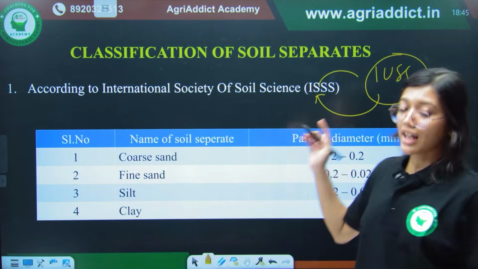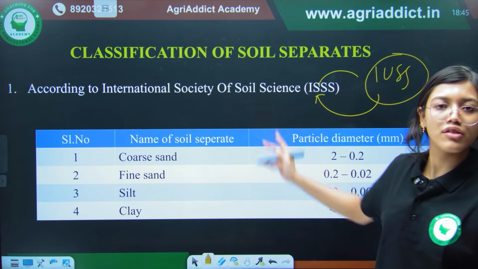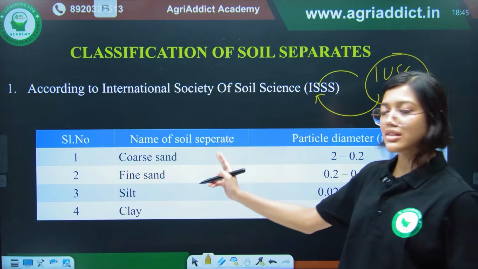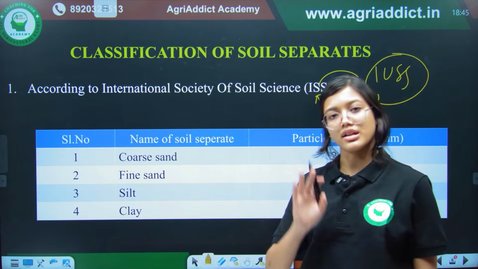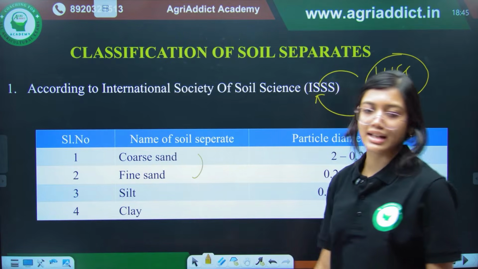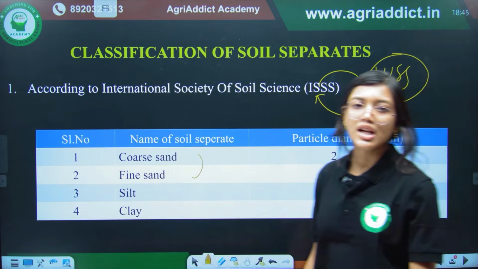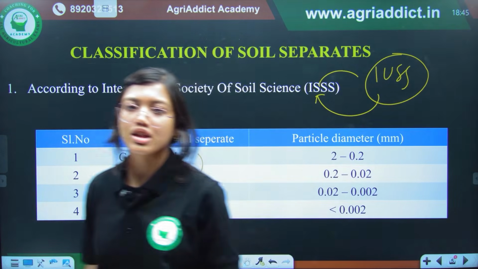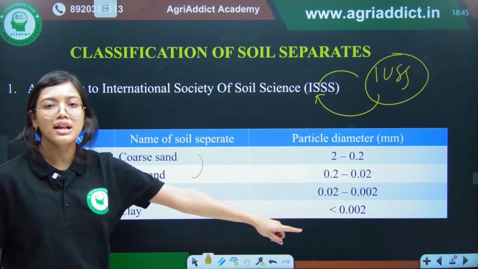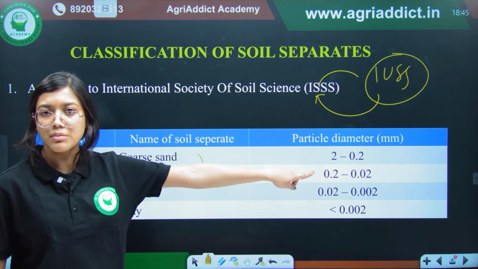Now, according to the International Society of Soil Science, we are classifying the separates into four major fractions. Two are for sand, the rest is for silt, and the final one is for clay. Now, in each and every classification, the clay will always be less than 0.002 millimeter in diameter.